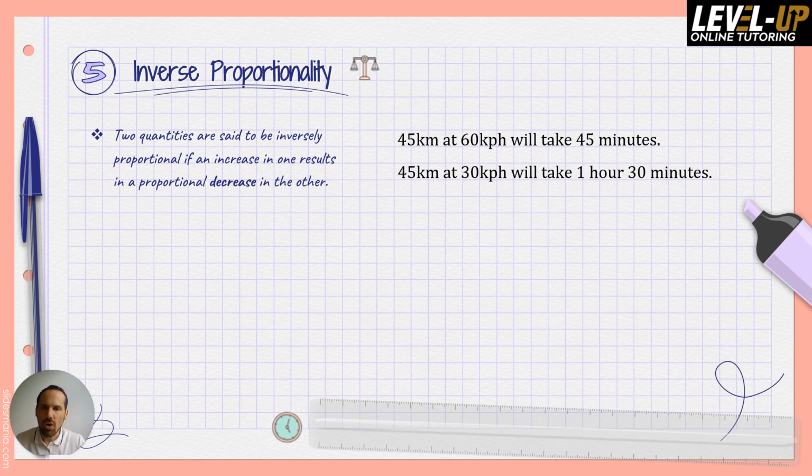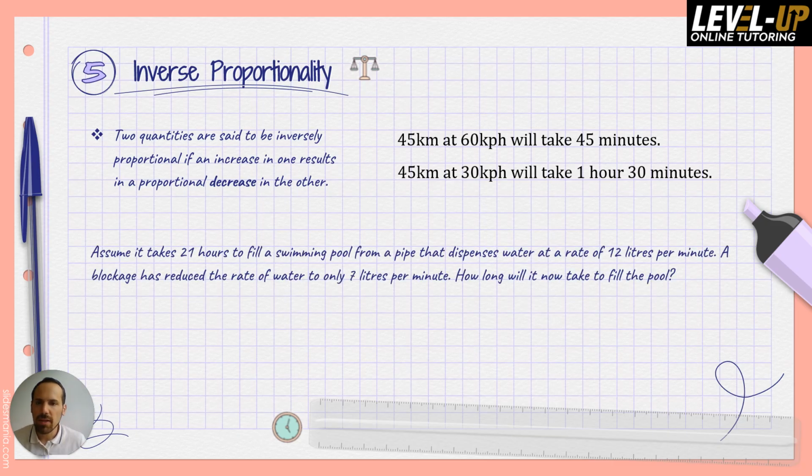So here's an example of, say, if I was traveling 45 kilometers at a speed of 60 kilometers an hour or 30 kilometers an hour, it will either take 45 minutes or an hour and a half. And it kind of makes sense, doesn't it? If I'm traveling faster, it'll take me less time. So as my speed goes up, the time it takes will go down, and vice versa. So that's an example of an inverse proportionality. So a lot of what we've already seen still applies.